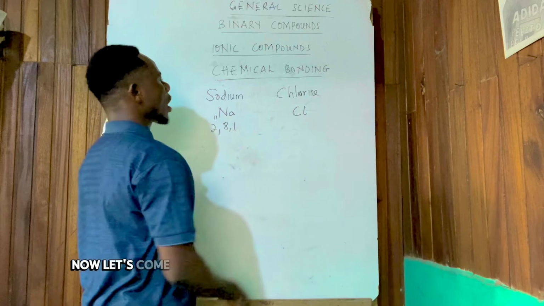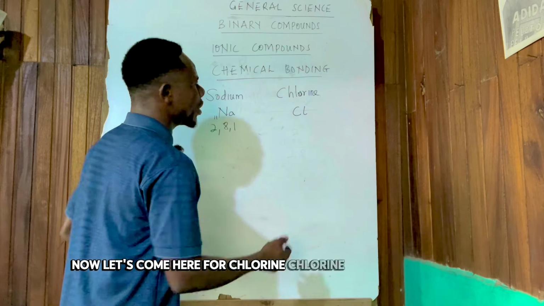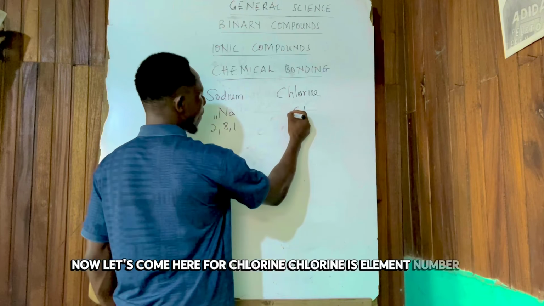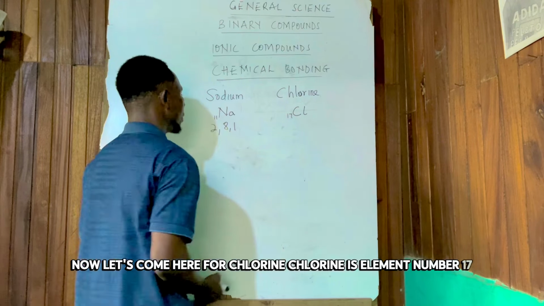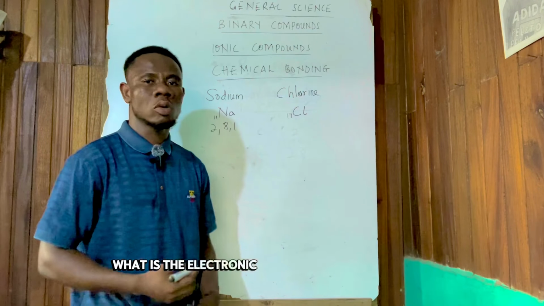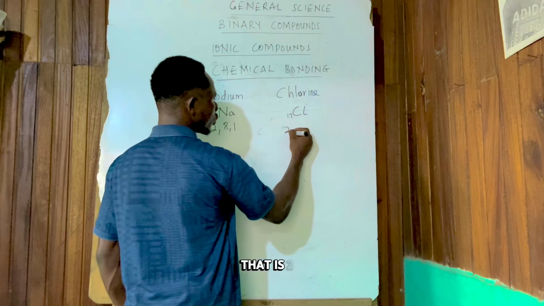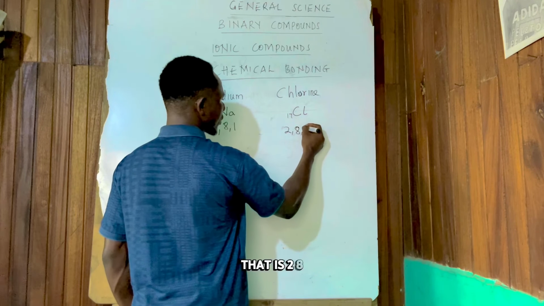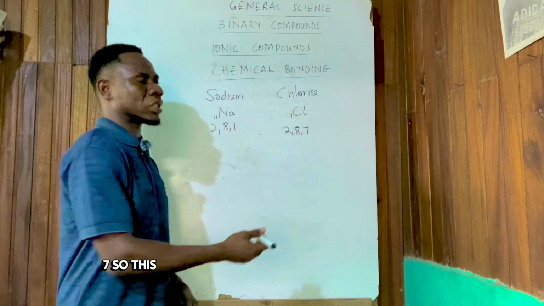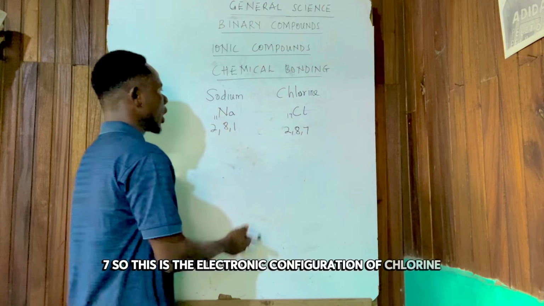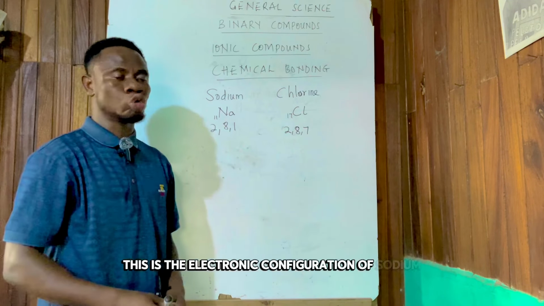Now, let's come to chlorine. Chlorine is element number 17. What is the electronic configuration of chlorine? That is 2 8 7. So this is the electronic configuration of chlorine, and this is the electronic configuration of sodium.